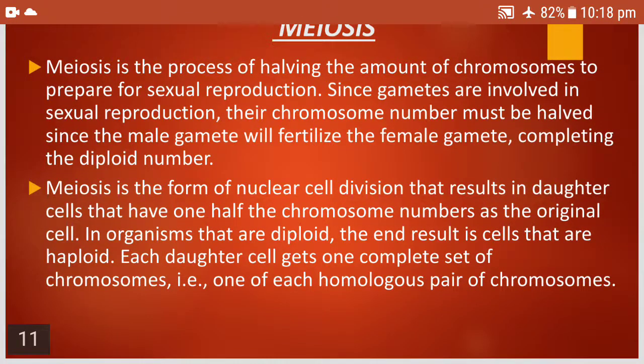Coming to the second type of cell division, which is called meiosis. Meiosis is the process in which the amount of chromosomes becomes half to prepare for sexual reproduction. Since gametes are involved in sexual reproduction, their chromosomes must be reduced to half, since the male gamete will fertilize the female gamete, completing the diploid number. If the chromosomes do not become half, then they will double up. There is no possibility of reproduction. So first the chromosomes become half.